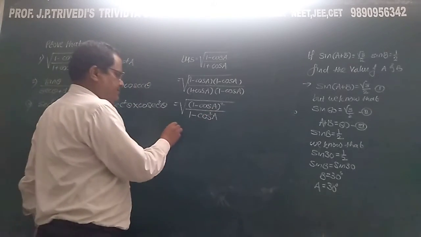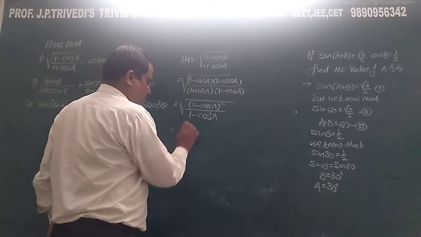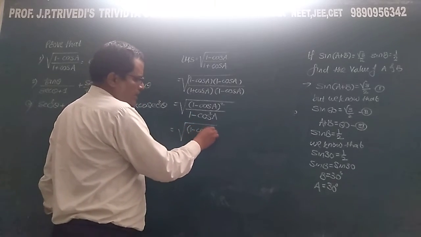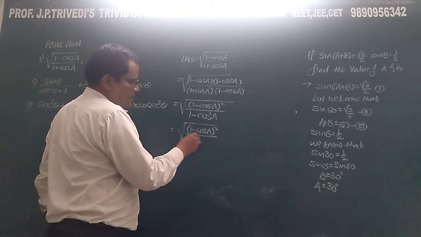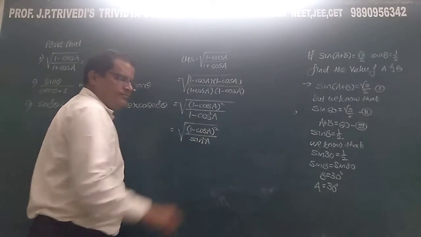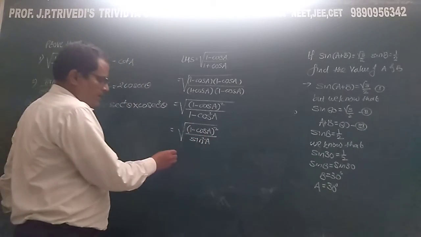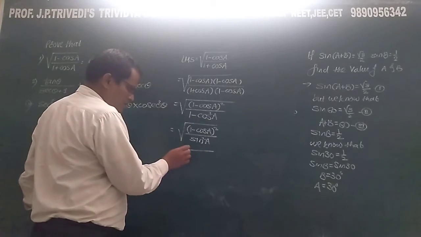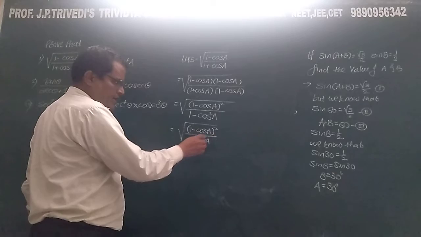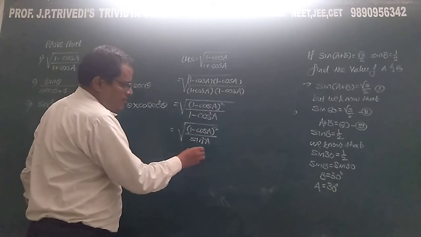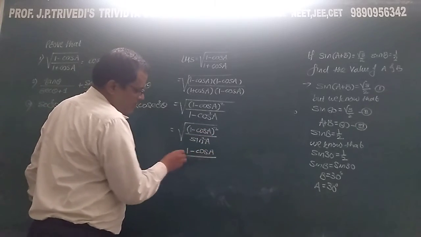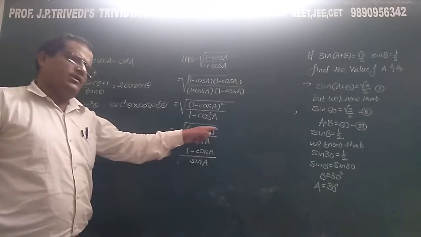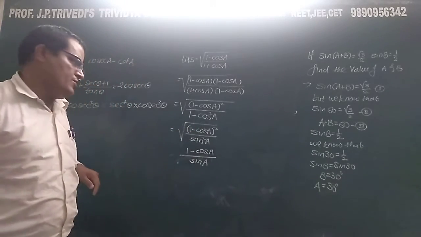After that, here square root of (1 minus cos A) whole square divided by sin square A. Now we can cancel the square and the root. So we get 1 minus cos A divided by sin A.